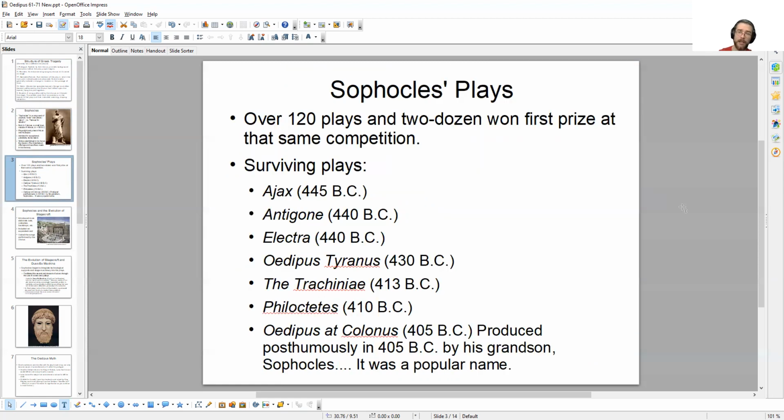We know that Sophocles was a tremendously prolific writer. We believe that he wrote over 120 plays. However, only a few of them survive to this day. So we have such works as Ajax, Antigone, Electra, Oedipus Tyrannus or Oedipus Rex, and Oedipus at Colonus, which was produced posthumously, so after his death, by his grandson.